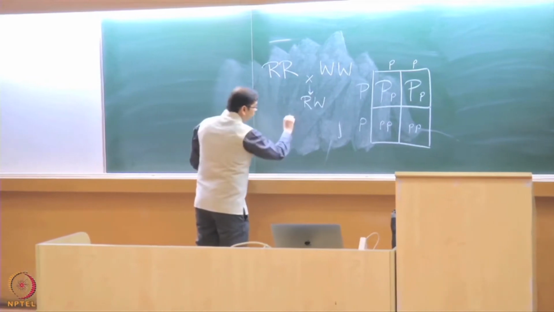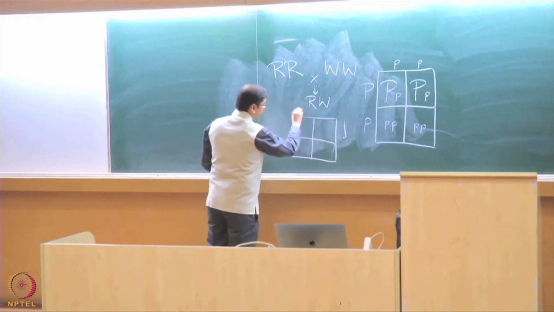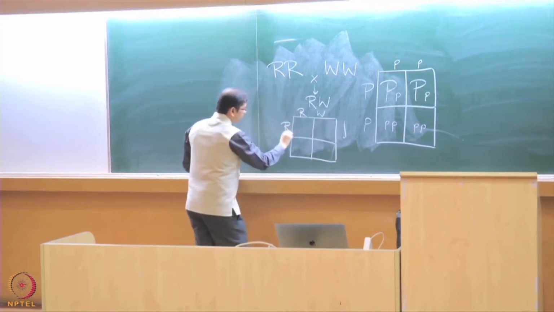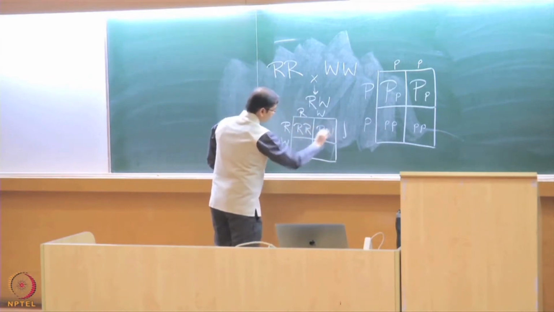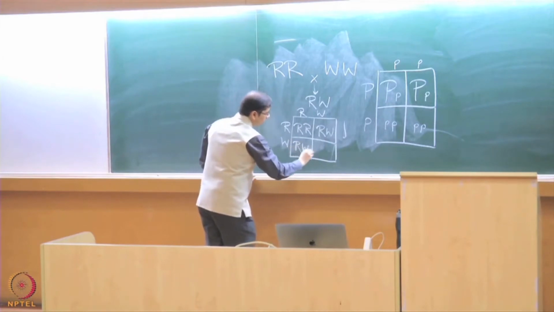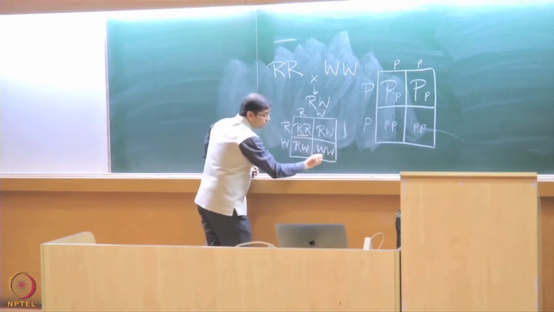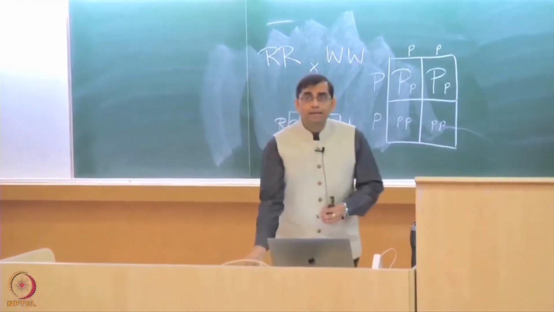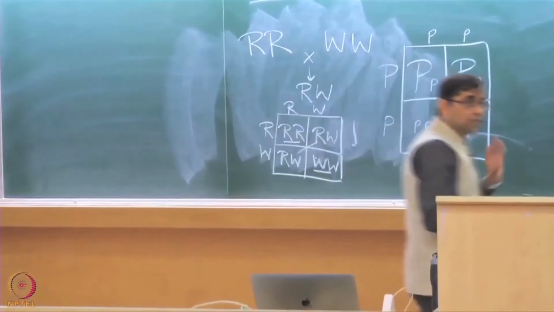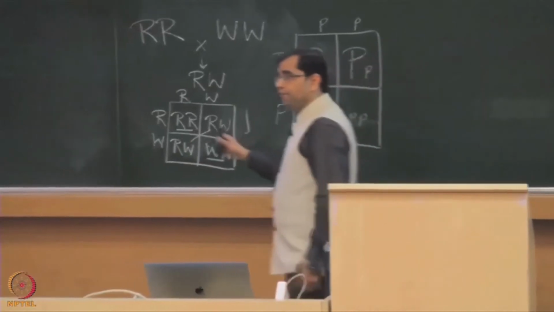And now when they do the cross from this, you get one red, one white and two pink, alright. So this is not following the Mendelian law of dominance, right? It is not showing you that 3:1 pattern. At the phenotype level we have a ratio which is 1:2:1.